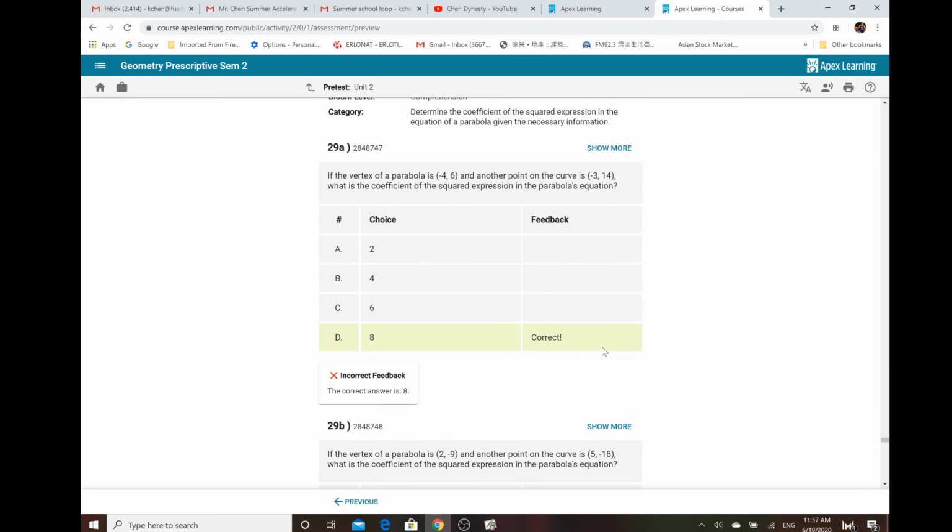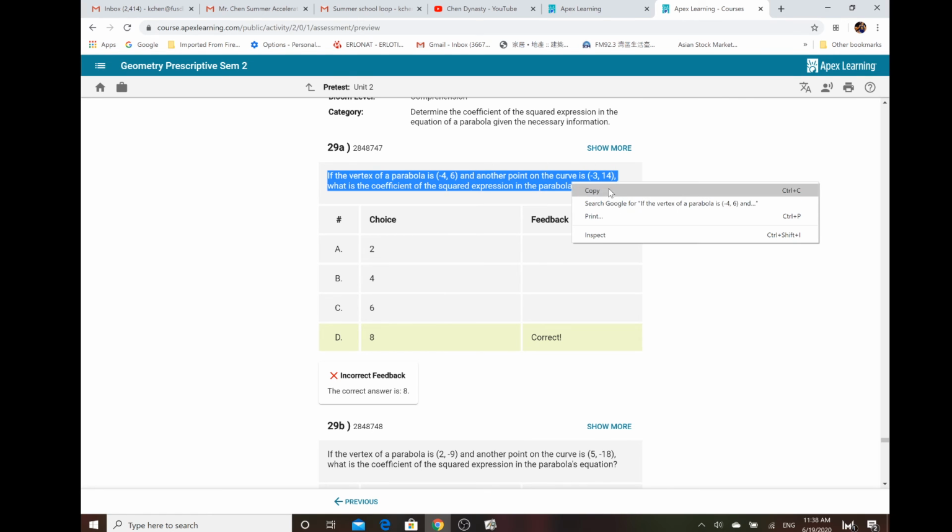And number 29, if the vertex of the parabola is negative 4, 6, and the point on the curve is negative 3, 14, what is the coefficient of the squared expression in the parabola equation? Basically, in this one you want to find out exactly what A is. Okay, so now let's do that. A lot of people are kind of confused about which one to pick. So for this one you want to do some more analysis.